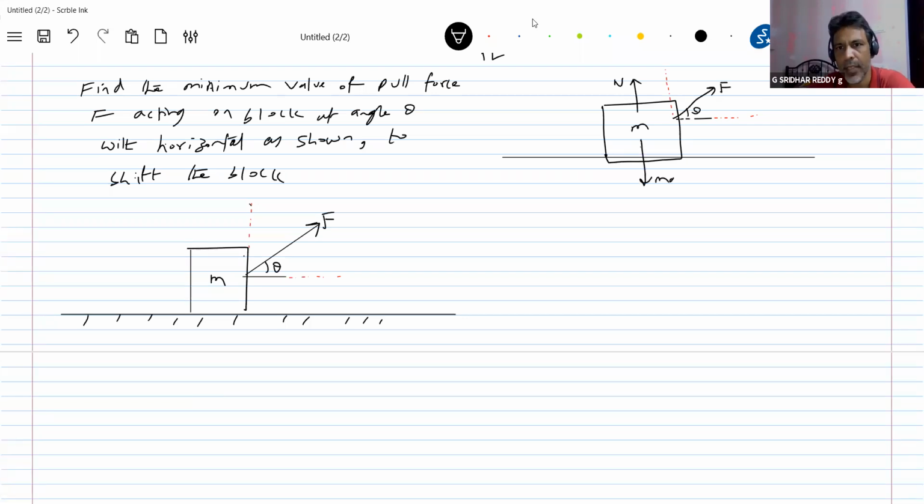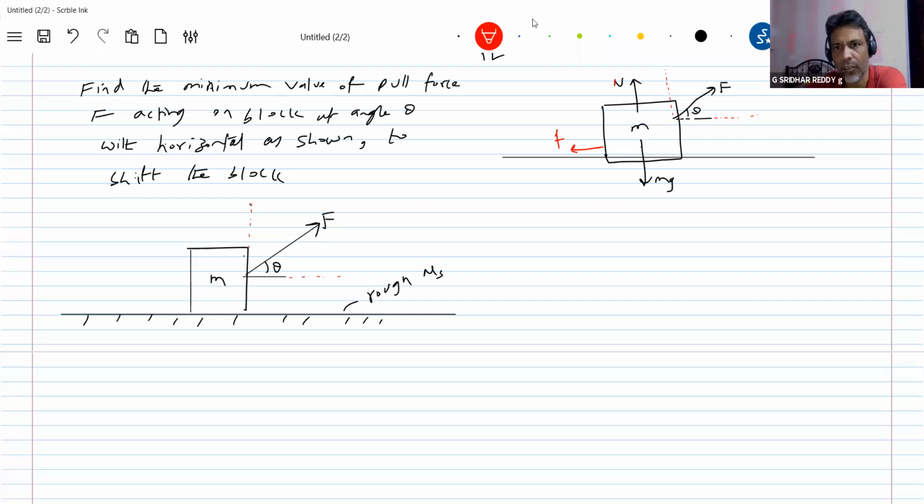The weight mg. The rough surface, we have kept it rough with coefficient of limiting friction, let it be mu s. And what action should the friction have? The friction should act in this direction, by the ground on the block. By the block on the ground it will be in this direction, and usually we are not interested to show that. Okay, fine. So I'll take it on this. This is the normal reaction.